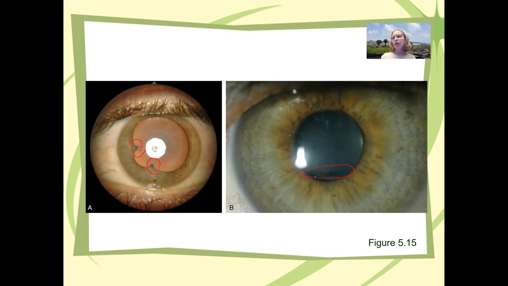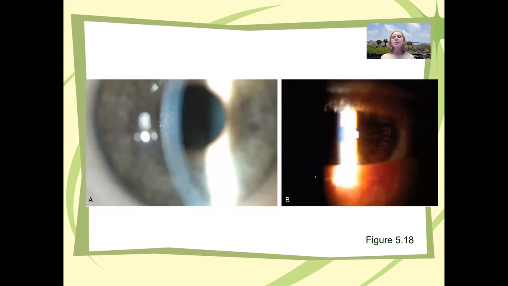Another clinical situation that is important when discussing the posterior iris epithelium is pigment dispersion syndrome. Pigment dispersion syndrome is pigment that comes off the posterior iris and is dispersed into the anterior chamber.